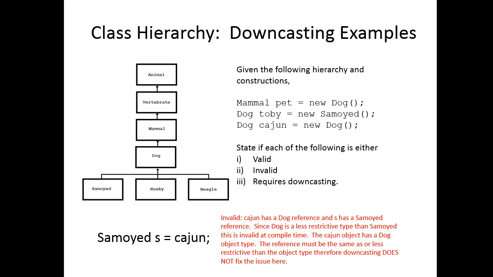The Cajun object is a dog object type. The reference must be the same as or less restrictive than the object type. Therefore, downcasting does not fix the issue here.